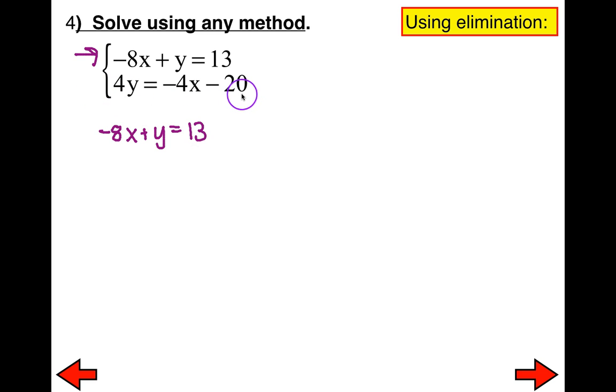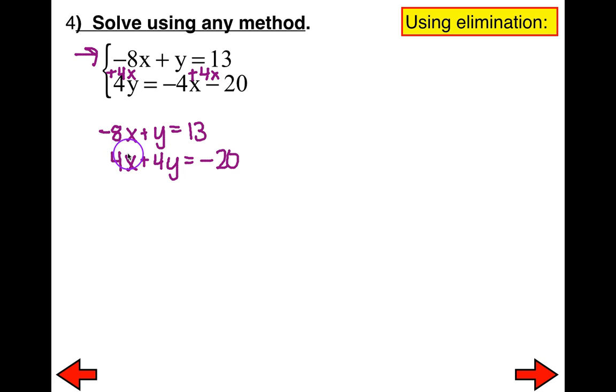However, the second equation's not ready to go. We need to move over the negative 4x by doing the inverse of adding 4x to both sides. Keeping in mind that when I rewrite it down here, I do want to make sure that the x's are written first so they can line up nicely. So we're going to write 4x plus 4y equals negative 20. Okay, so now we can go ahead and get started with elimination.